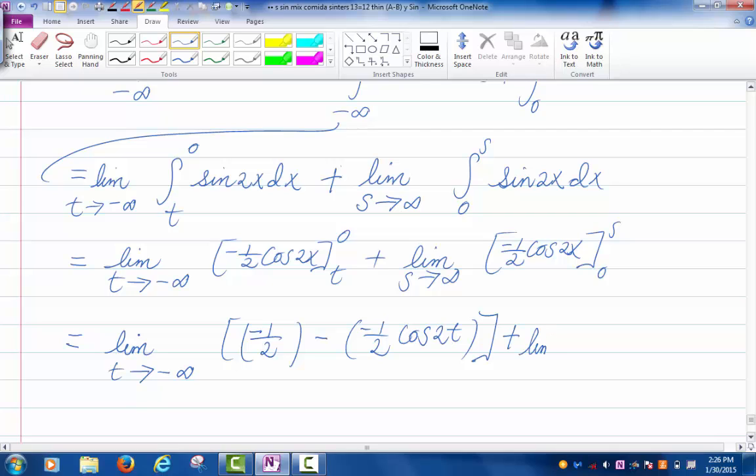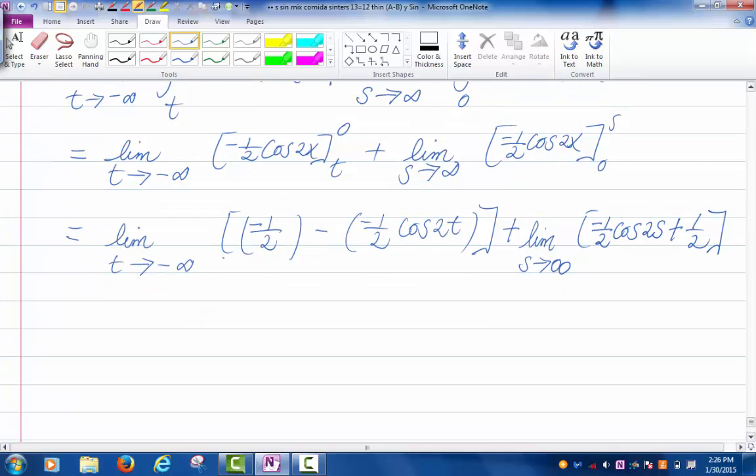What's the limit as s goes to 0 from the right? This is the general form of the linear program, supposed to be infinity. So let me write it this way. Again, if I plug in s, I get negative half cosine 2s plus a half. Okay, that's what you're going to end up with. Generally, what's the limit here? What's the limit as t goes to negative infinity?